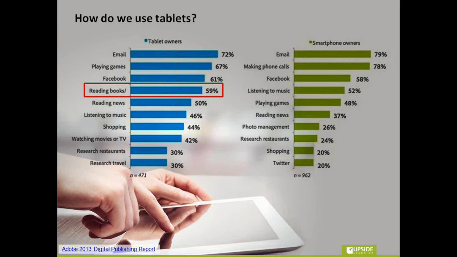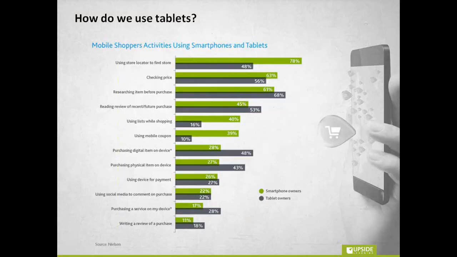You would go to the tablet for a lengthier book to read, maybe even the news items. If you see, there's 50% on tablets and 37% on smartphones. So anything which involves more time, you probably go to the tablets.